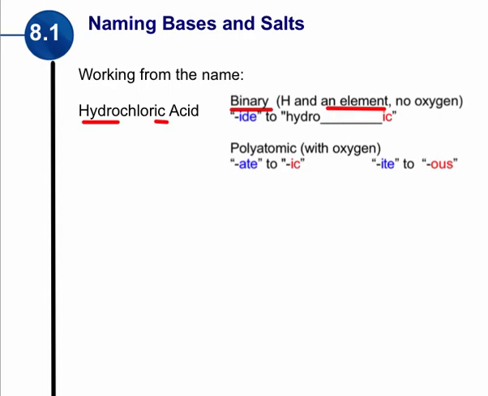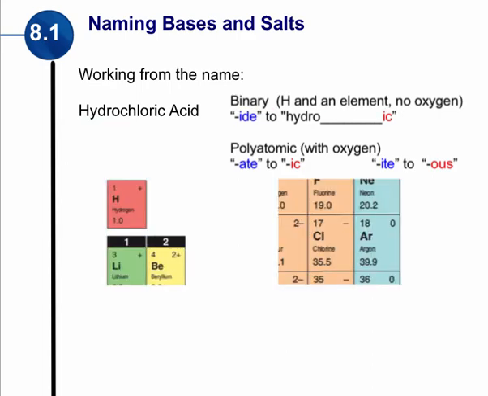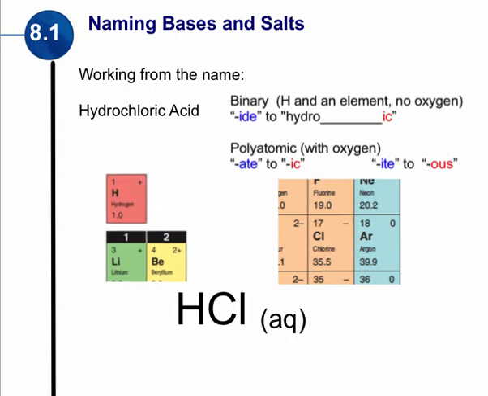So what does that mean? We are going to have hydrogen and chloride, which comes from chlorine. So if we're writing the chemical formula, hydrogen is a 1 plus, chlorine is a 1 minus, and the formula then would be HCl, and because it's an acid, we have AQ.